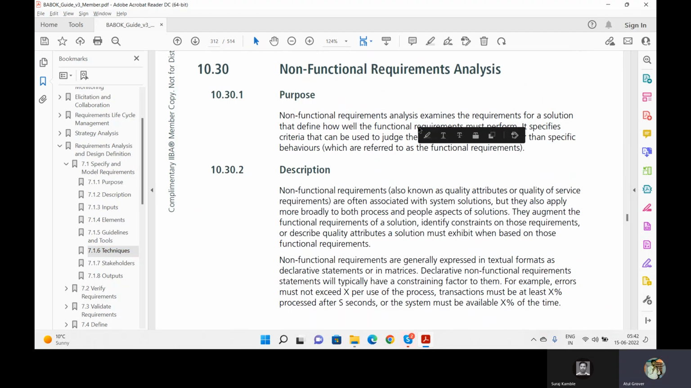Sometimes when we gather the requirements, there are a few requirements which are not a functional part. We discussed this topic approximately day 4 or day 5, which is must to have, but it is non-functional. So non-functional requirement examines the requirement of a solution, and defines how well the functional requirement must perform.